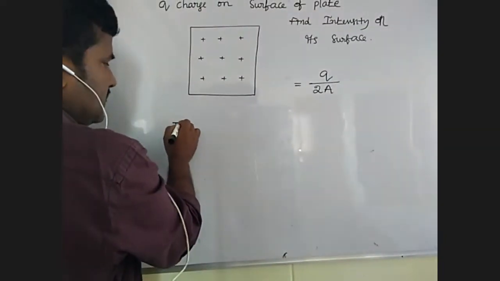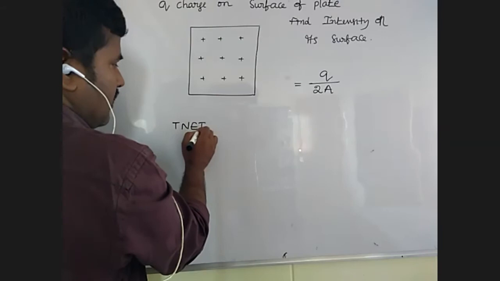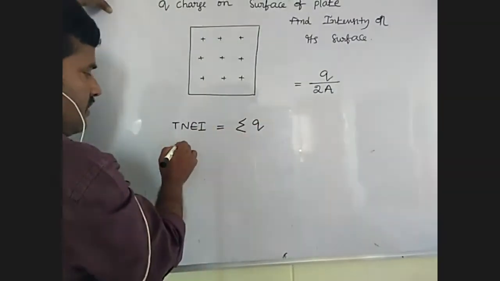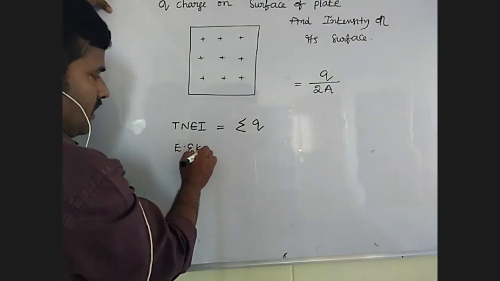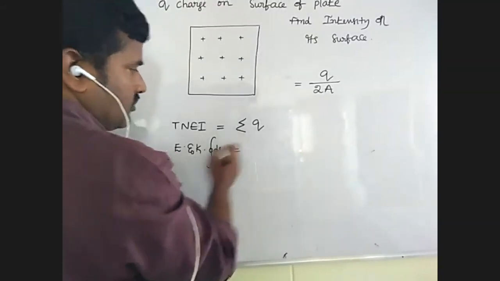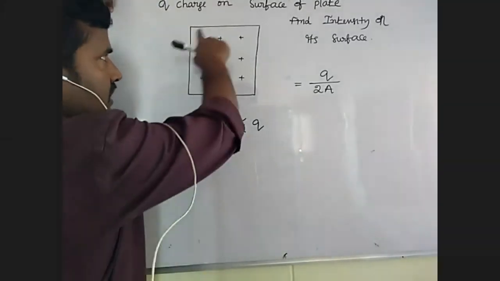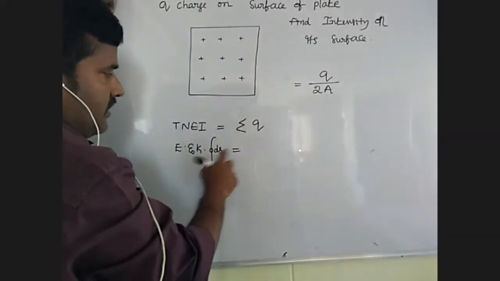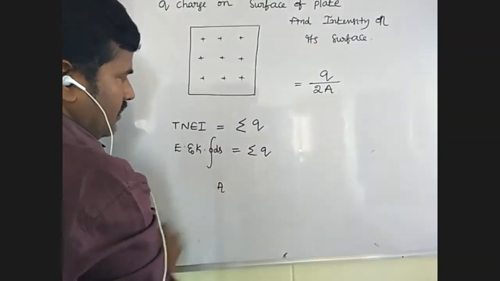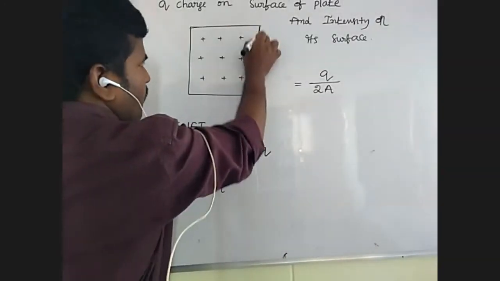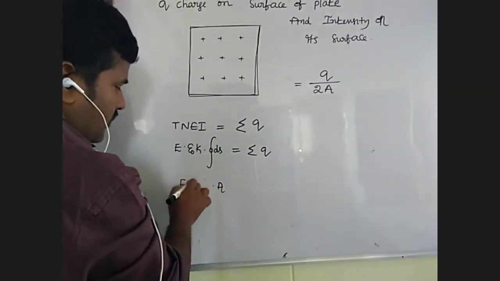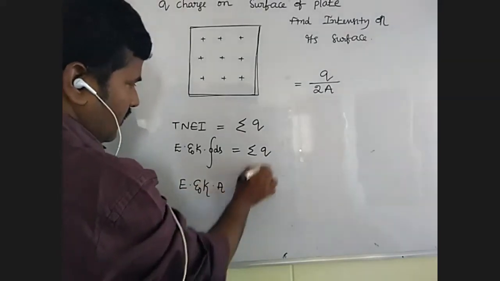You know that intensity, TNEI, total normal electric induction, equals total charge enclosed in a closed surface. It is written as E into epsilon naught k into integration of ds, equals total charge enclosed, sigma q. The surface we considered, one side surface, is A. So A into E into epsilon naught k equals charge.